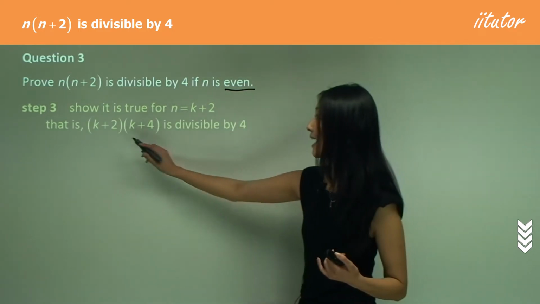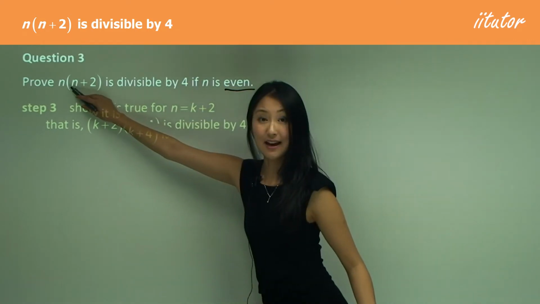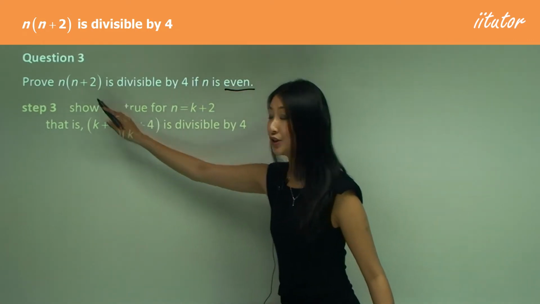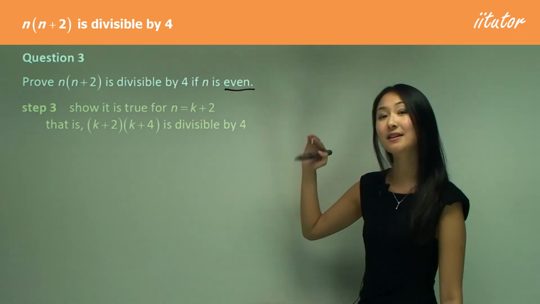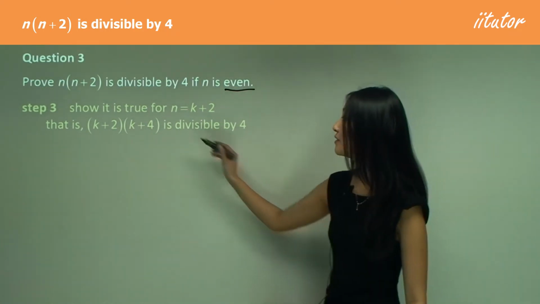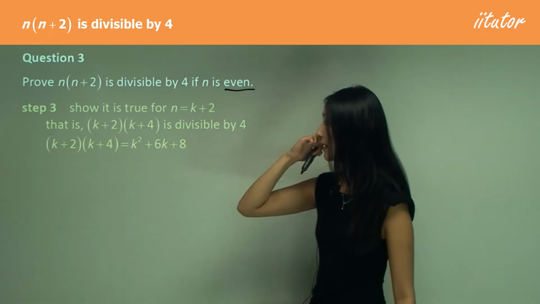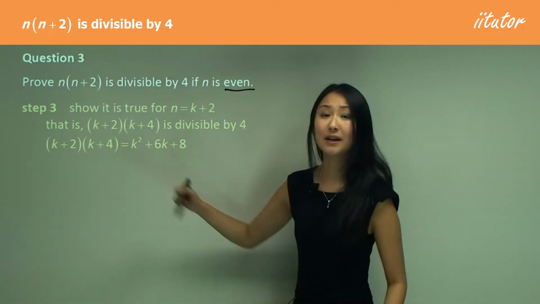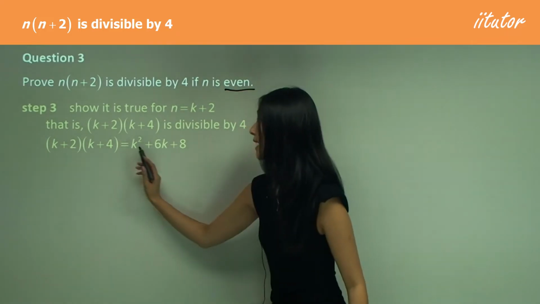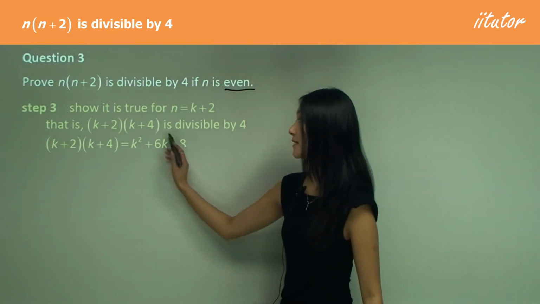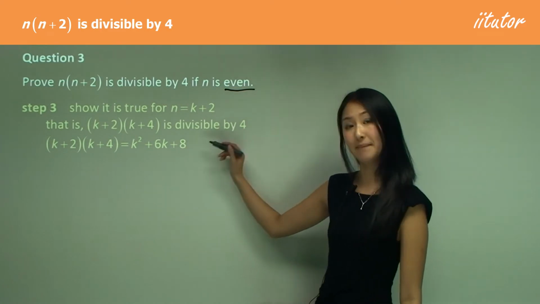That is k plus 2, which is n just there, and then we have k plus 2, which becomes k plus 4, is divisible by 4. So this is what we want to prove, and we use this k plus 2, k plus 4, and looking at that, we can't really do anything with it yet, so we have to expand it. So k times k is k squared, 2 plus 4 gives us 6k, 2 times 4 is 8.